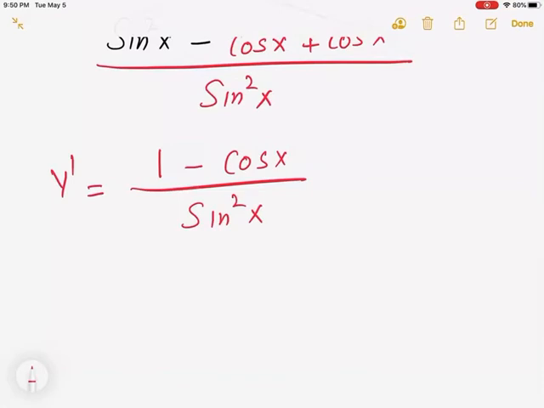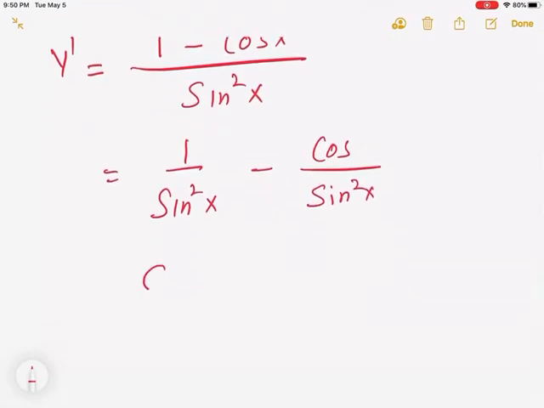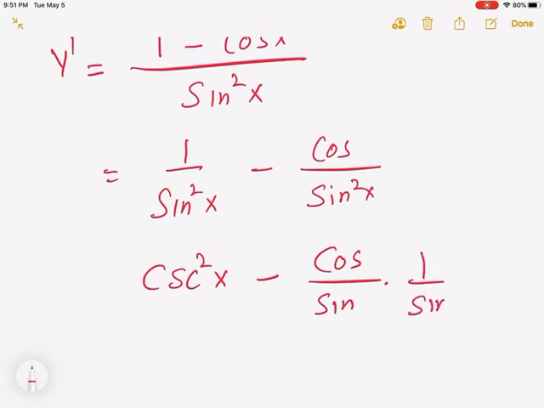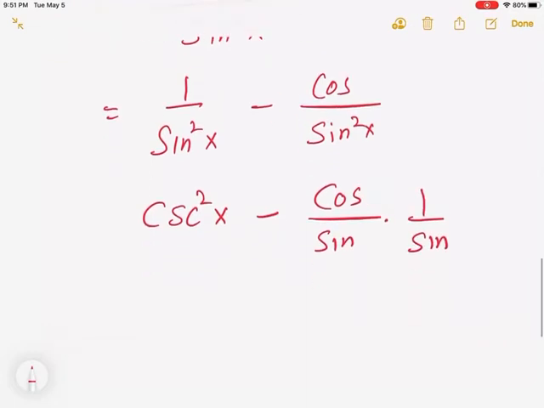So this is one big fraction. I can simplify, I can split it up into 2. 1 over sine squared can be simplified as cosecant squared x. This one, how about if I split it up, and I hope this makes sense because I have sine squared, so I just put it into two different ones. So cosecant squared x, cosine over sine is cotangent, and 1 over sine is cosecant. So that could be another thing.